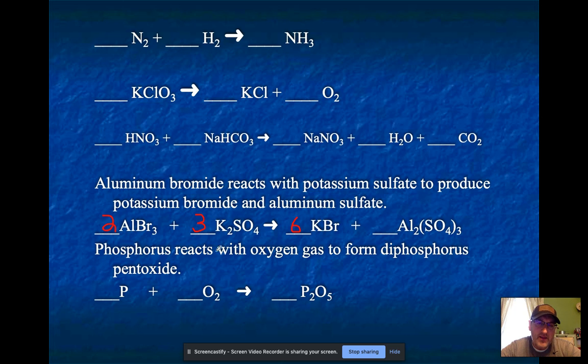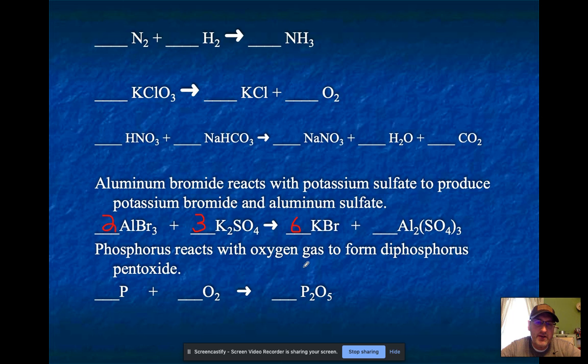Now let's do this last one. Phosphorus reacts with oxygen gas to form diphosphorus pentoxide. So phosphorus, that's just an element, that is just P. Now, one thing you have to remember when you have these elements that are diatomic, you have to include that here. You just don't write O, you have to write O2. Remember, those are H2, N2, O2, F2, Cl2, Br2, and I2. Those 7 are diatomic. So when it says reacts with oxygen gas, we have to include that as O2.